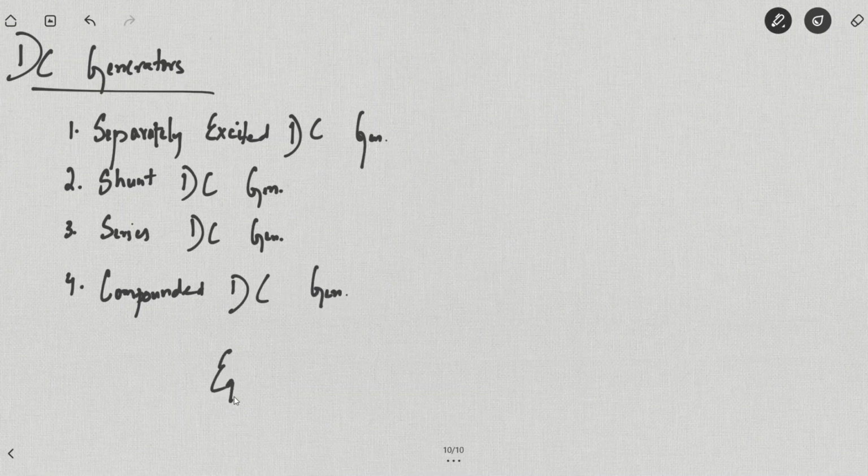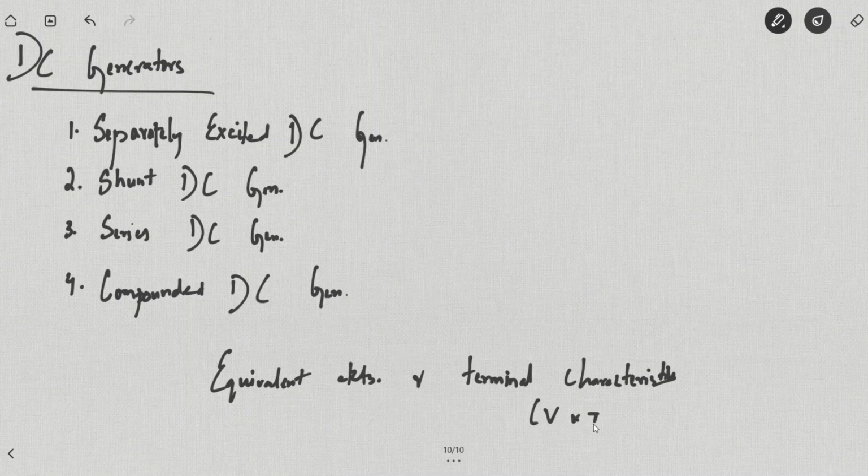We'll be studying their equivalent circuits, and we'll be studying their terminal characteristics. When I talked about the terminal characteristics, I said to you that terminal characteristic basically indicates the output profile of a machine. In case of a motor, the output profile is basically speed and torque, so we have the speed torque characteristics. In case of a generator, the output characteristics will be voltage and current. So in generators we'll be studying the VI characteristics.